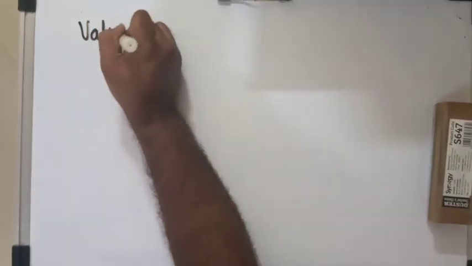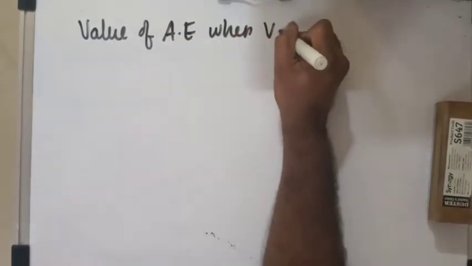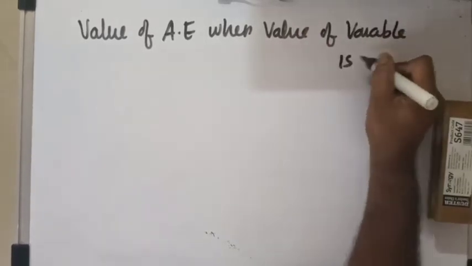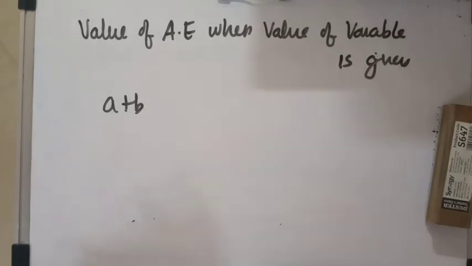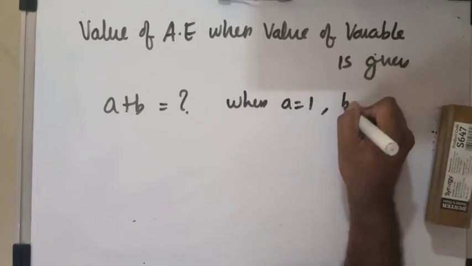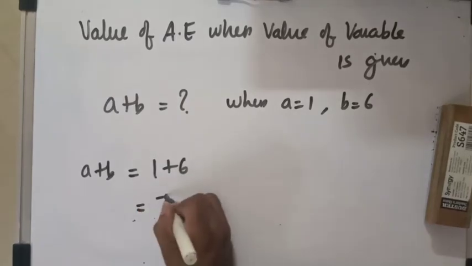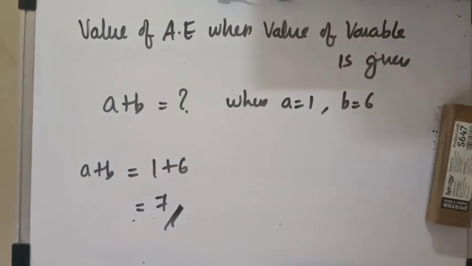Okay. Now we'll be seeing the value of an algebraic expression when the value of the variable is given. Say there is an algebraic expression a plus b. I need to find the value of a plus b. Say when a is 1 and b is 6. So what will I do? a plus b will be equal to 1 plus 6. That will give me 7. So whenever the value of a variable is given to you, you can find the value of the algebraic expression.